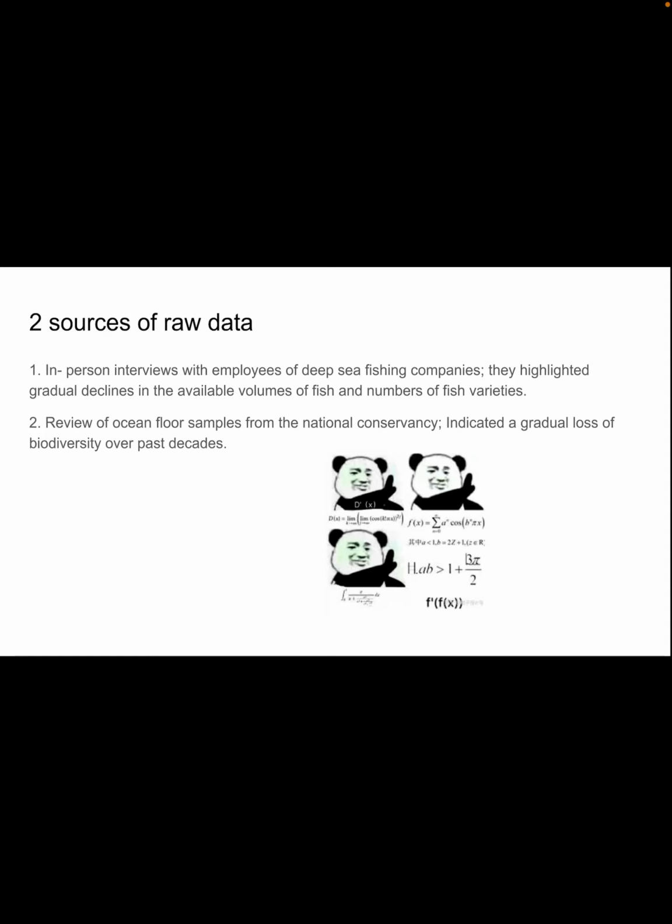Two sources of raw data. The first one is in-person interviews with employees of deep-sea fishing companies. They highlight gradual declines in the available volumes of fish and numbers of fish varieties. The second one is a review of ocean floor samples from the National Conservancy, which indicated a gradual loss of biodiversity over past decades.